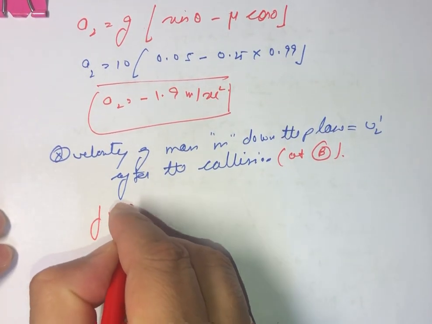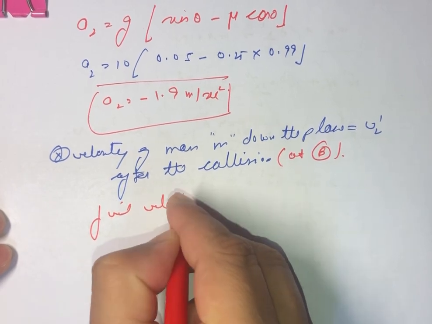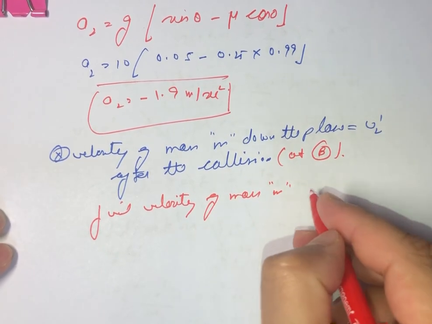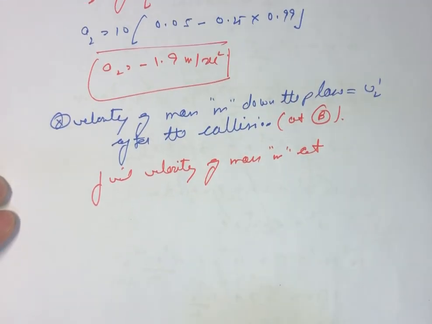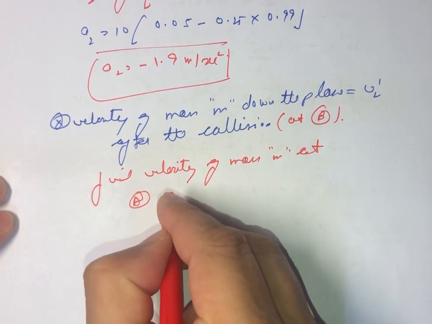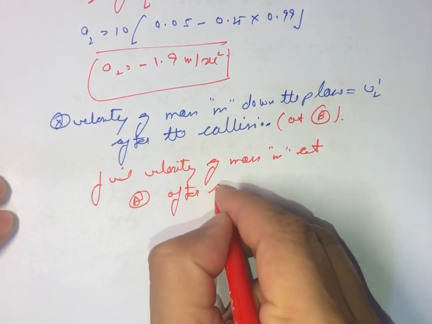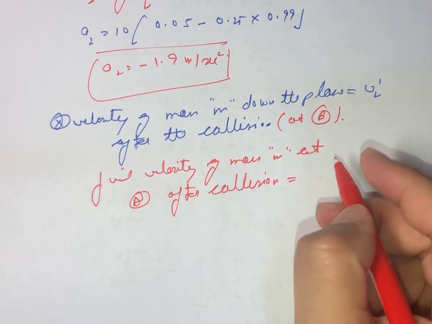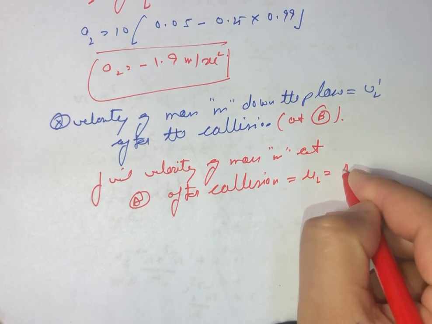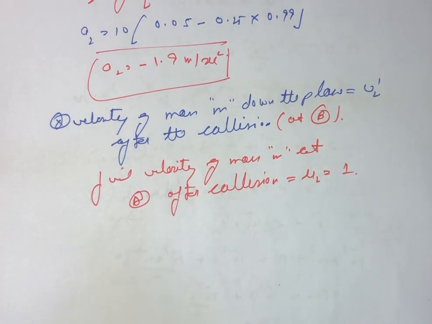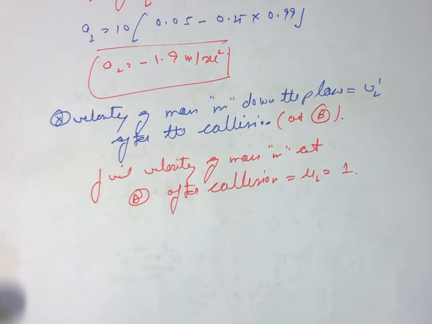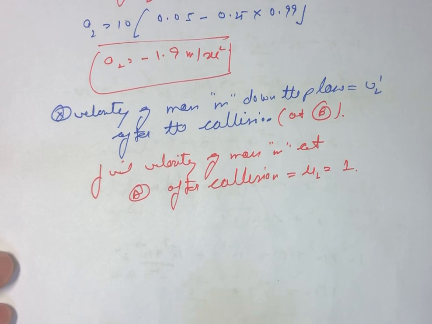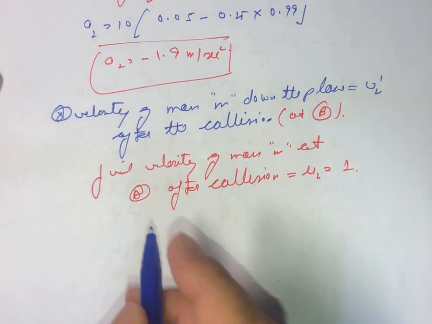So the final velocity of mass m at A after collision is, let us suppose, u2, and it is given as 1. And acceleration we already know is a2, and the distance is once again 6. So we can use the equation of kinematics and find out our v2 prime.